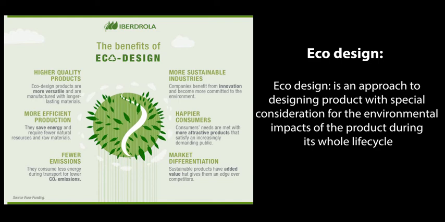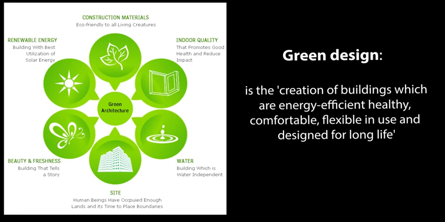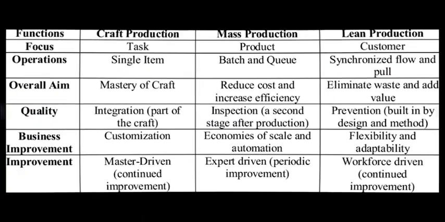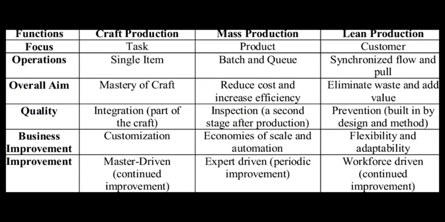Eco-design is an approach to designing products with special considerations for the environmental impact of the product during its whole life cycle. In a life cycle assessment, the life cycle of a product is usually divided into procurement, manufacture, use, and disposal. Green design is the creation of buildings which are energy efficient, comfortable, flexible in use, and designed for long life. Mass production versus craft production is a huge topic in the environmental context.